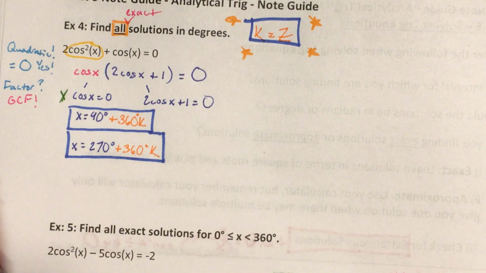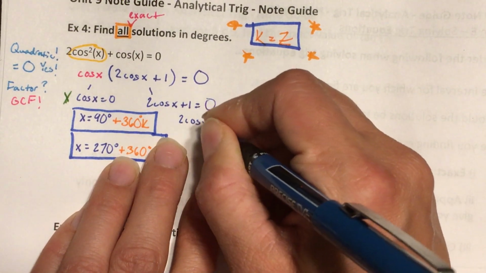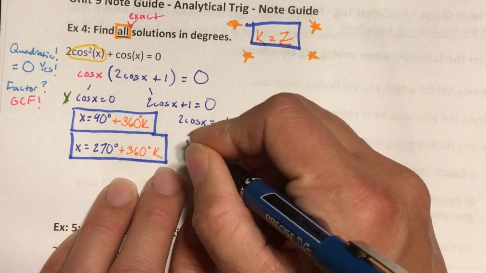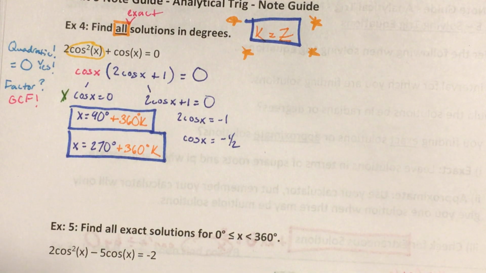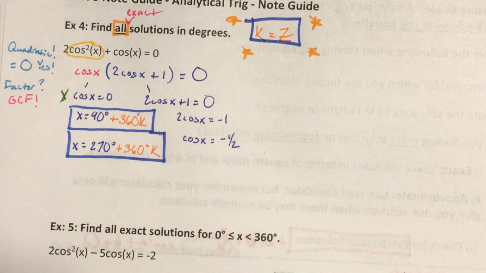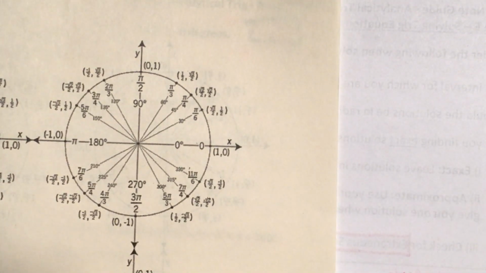So moving on to the right side of this one, we've got 2 cosine x plus 1 equals 0, so subtract 1. So 2 cosine x equals negative 1, divided by 2. So where does cosine x equal negative 1/2? So going to our unit circle, I had a smaller unit circle. There we go, we'll use this one. So where is cosine equal to a negative 1/2? So first, cosine is an x value.